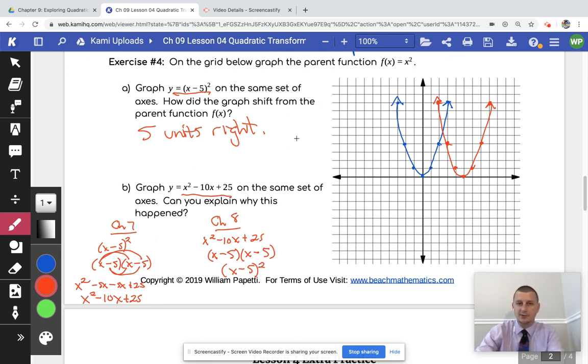This exercise really leads us into the great study of quadratics that we are about to truly embark on.